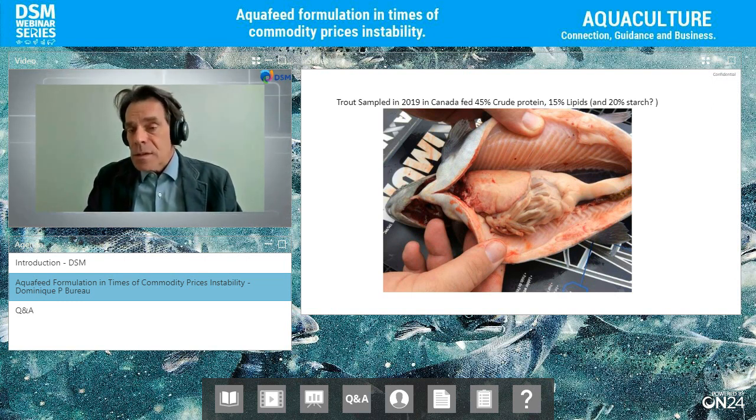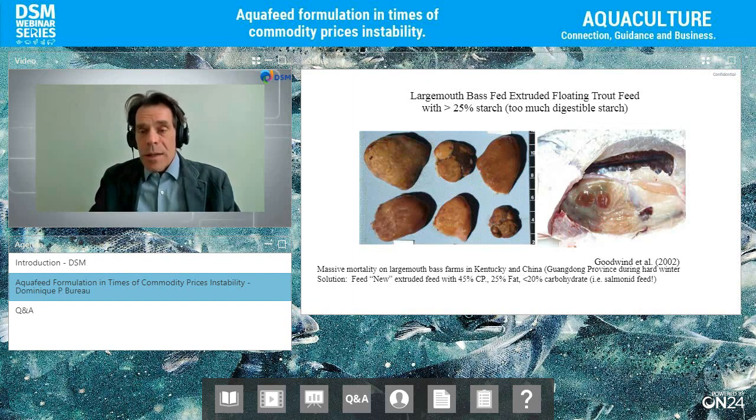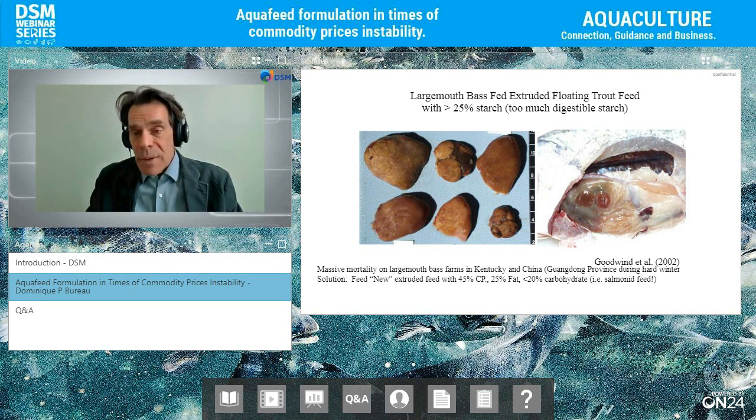And I saw this close to 20 years ago in Kentucky, and then after that in Guangdong province in China, with largemouth bass. The exact same problem happened in Kentucky, US, and in China, where they were feeding extruded feed. The story is that they started with steam pelleted feed, and then the companies bought an extruder, but they did not adjust their feed formulation. So all of a sudden, the digestible starch content of the feed doubled overnight.